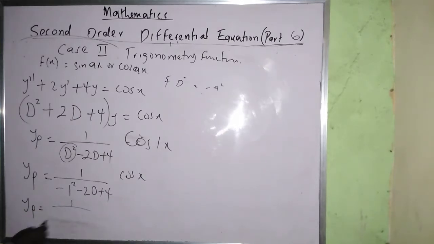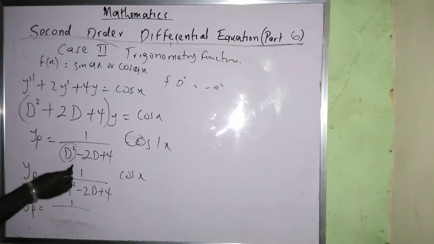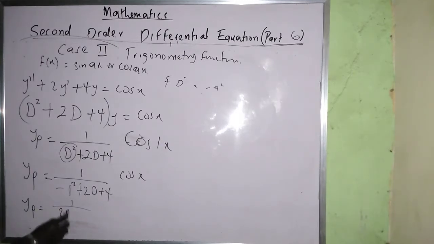Now, my y particular equals 1 divided by what? Which I will be having 4. Is it 4? Okay, I'll be having, is it plus? Sorry, these are plus. Now, I will be having 2D plus 3 of cos x. That is the first thing I will do. Now, I cannot go on. Okay, what can I do here now?